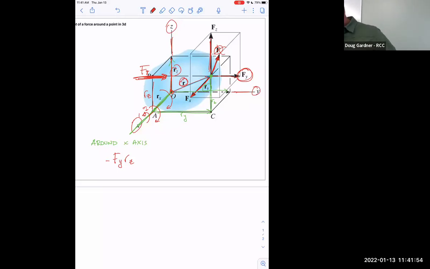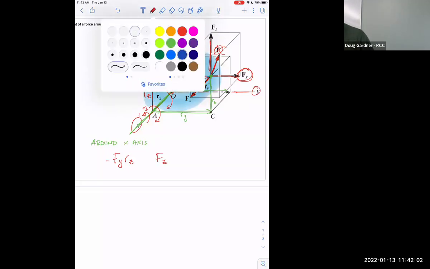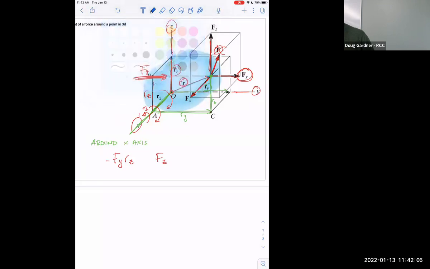Is force Z trying to get it to rotate? Let's see, where's force Z? Let's switch colors. Here's force Z. Relative to the x-axis, I'm kind of confused. Okay, let's move it. Here's where it is. It's like right there, right? How far is that away from the x-axis? It's ry. So it's force Z times ry, right? Times distance y. Now, is that causing positive or negative rotation?